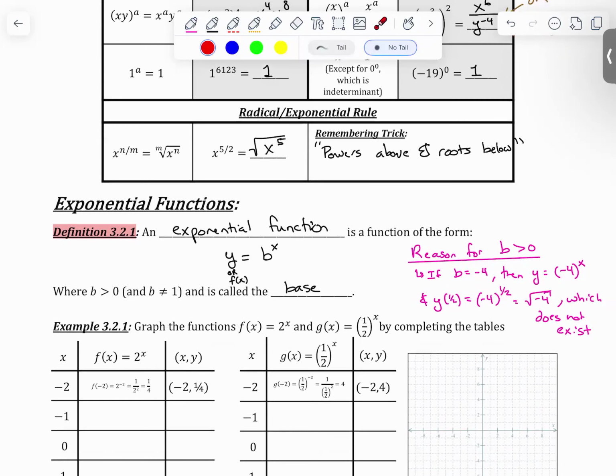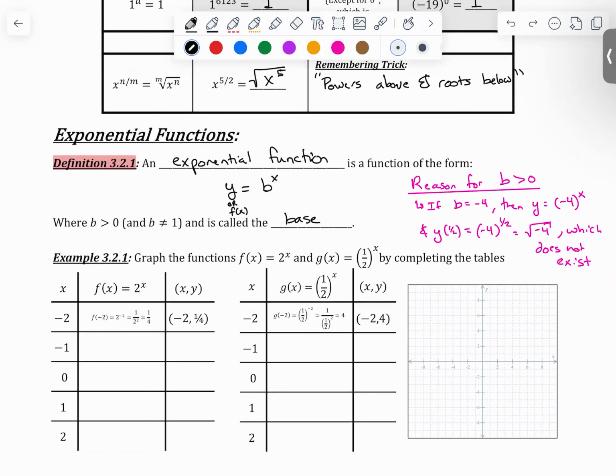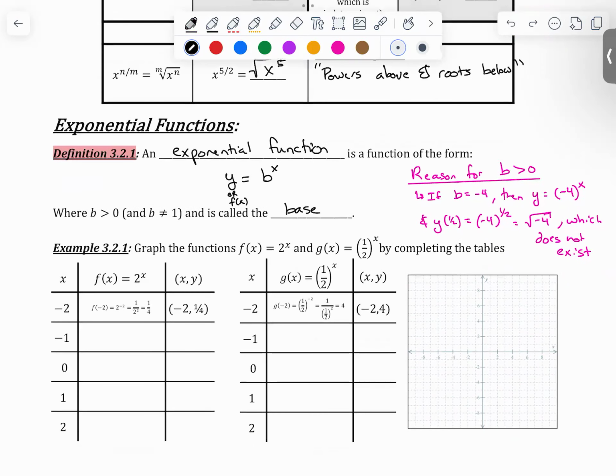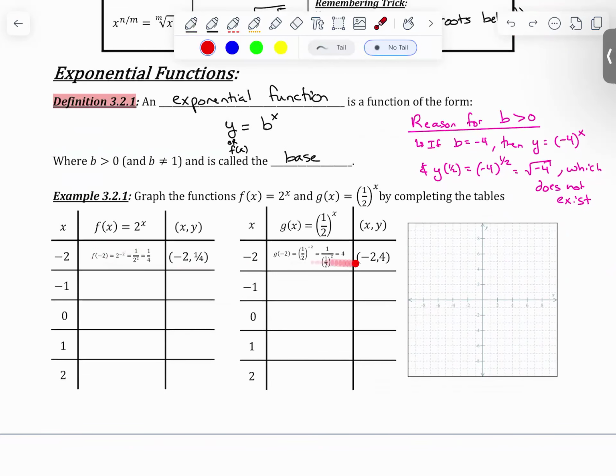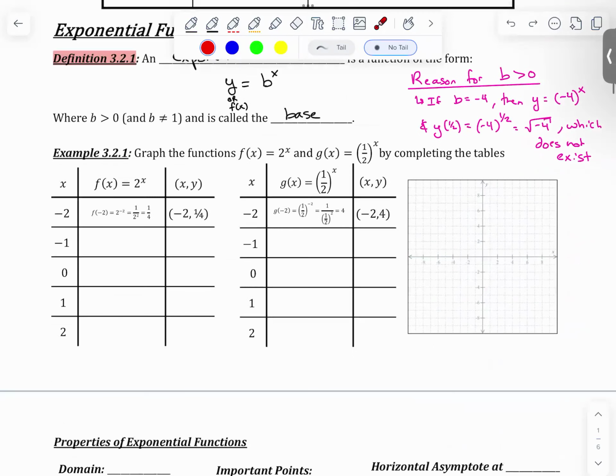So anyways, b can't equal 1 because if you've got b equal to 1, then you've just got y equals 1 to the x, but we realize that that would just be 1. So anyways, let's go ahead and look at the graphs of these two exponential functions. The first one, f of x, has a base of 2, and g of x has a base of 1/2. So I've already computed the first row of this for us. So f of -2 would be 2 to the -2, and then utilizing this property up here, that's the same thing as 1 over 2 squared, which is 1/4. So f of x has the point -2 comma 1/4.